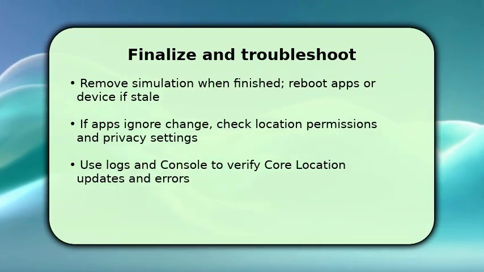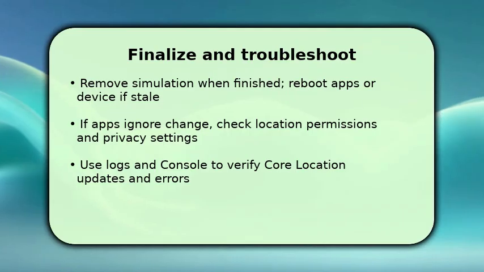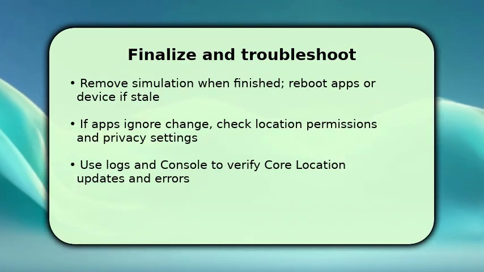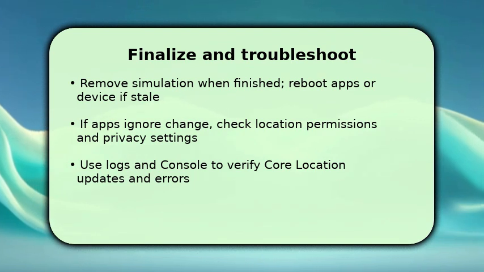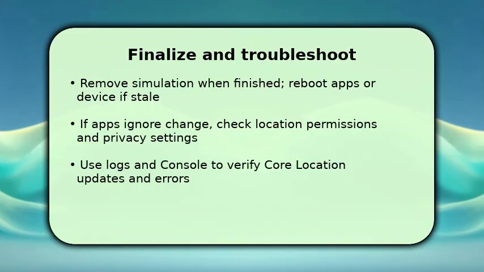If an app ignores the override, make sure it has location services permission in system settings and that the app isn't using cached coordinates. Change permissions off and on to force a refresh. Finally, open console or app logs to verify Core Location updates and diagnose errors. These logs show whether the system actually received the simulated coordinates.